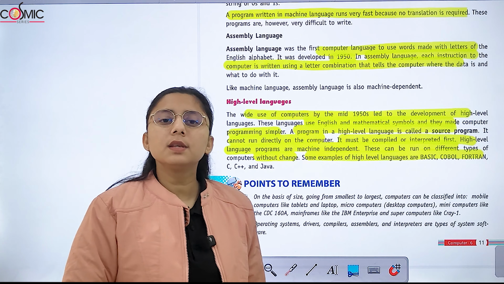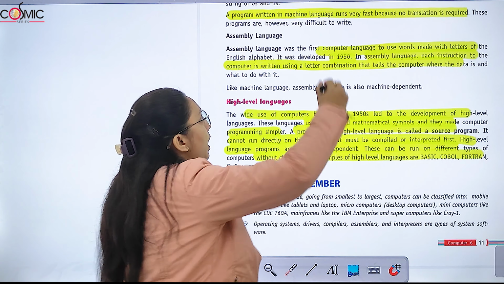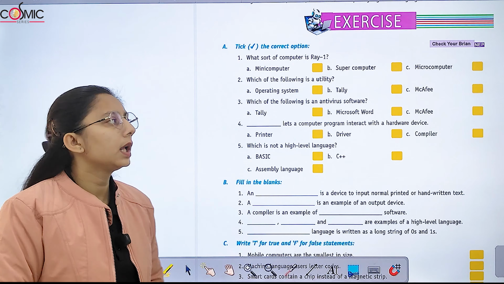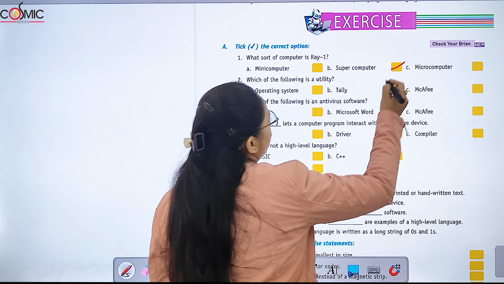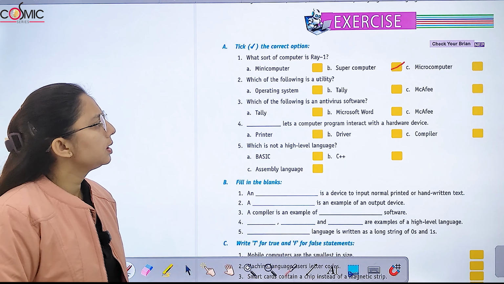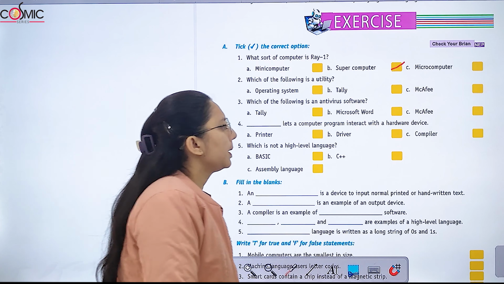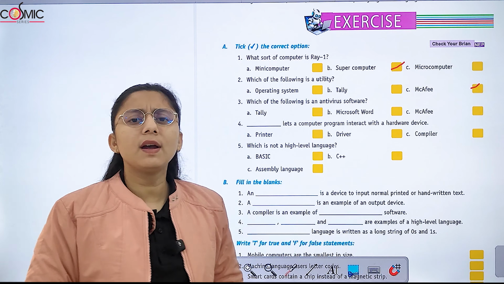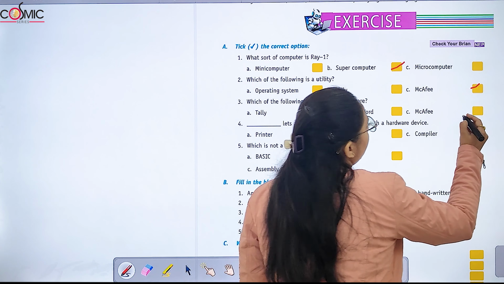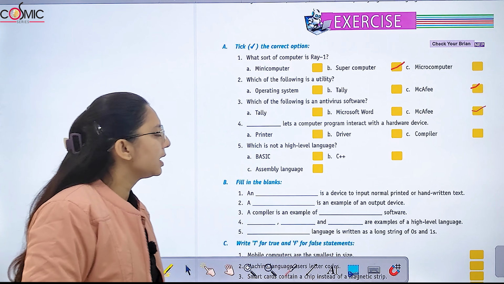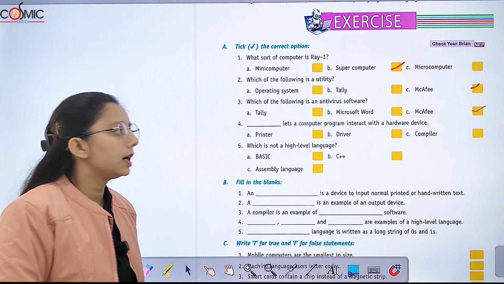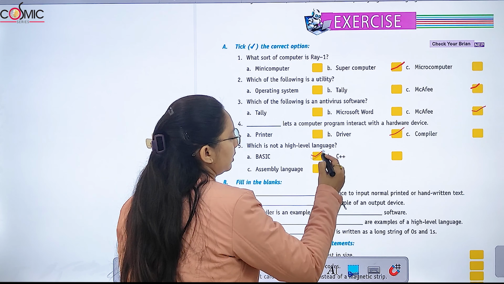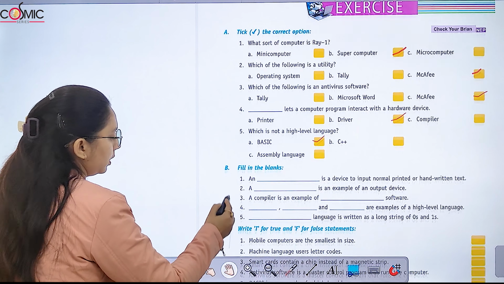This was all in this chapter. Hope you understood. Now I will start with the exercise of the chapter. What sort of computer is RAID 1? It is a supercomputer. Which of the following is a utility? McAfee. Which of the following is an antivirus software? McAfee is an antivirus software. Next, a driver lets the computer program interact with hardware devices. Which is not a high level language? Basic.